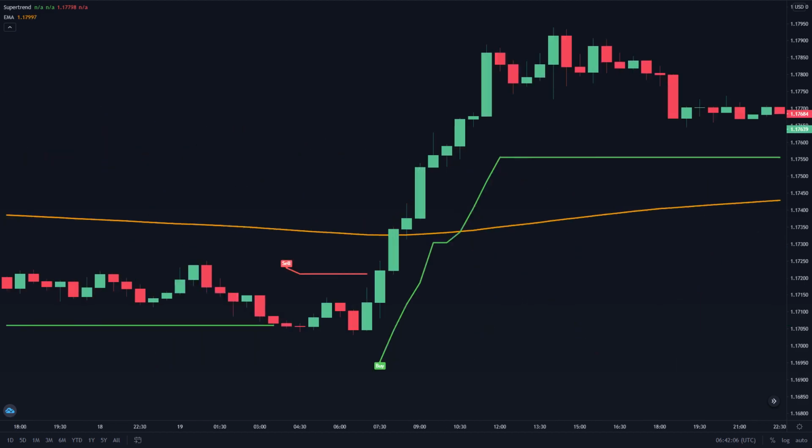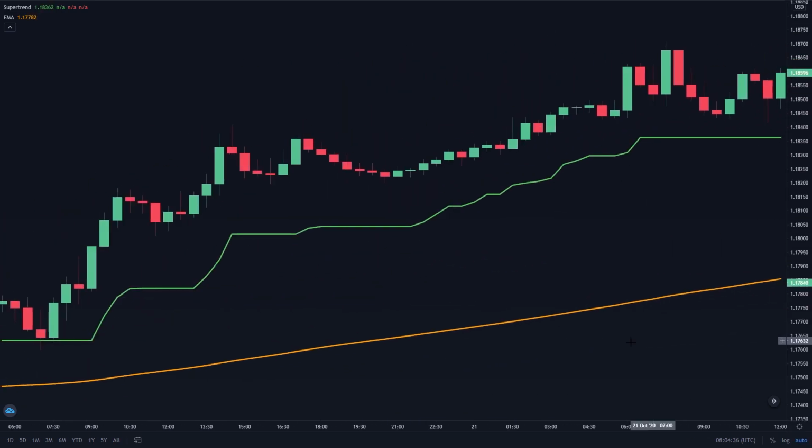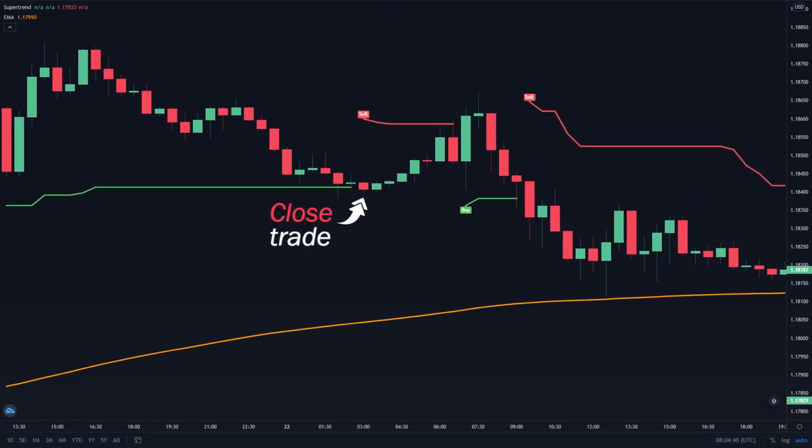In this chart, we can see that the super trend gave a buy signal, but the price is still below the 200 EMA line, so we don't want to take positions yet. Once the price crosses above the 200 EMA line, while the super trend is still colored green, that is the time where you want to take a buy position. And you close your trade here when the super trend turns red.